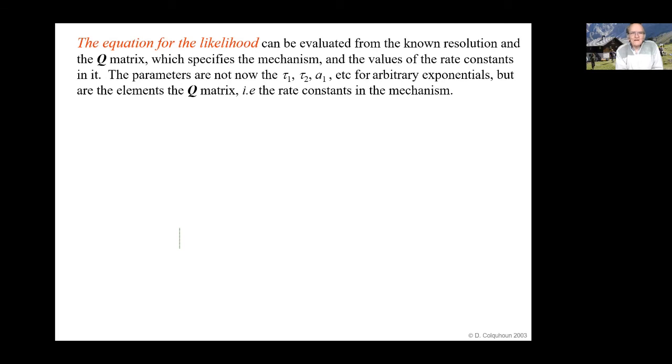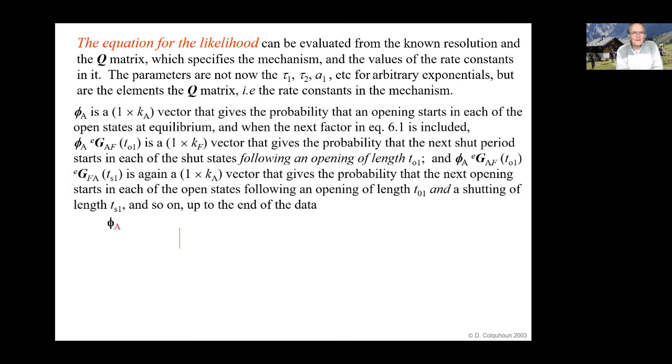The equation for the likelihood was, it can be evaluated from the known resolution and the Q matrix. This is what the Colquhoun paper showed how to do. And we start with an initial vector of size 1 by Ka, the number of open states, because we're beginning with the first opening, and we need the probability that the first apparent opening starts in each of the individual open states.